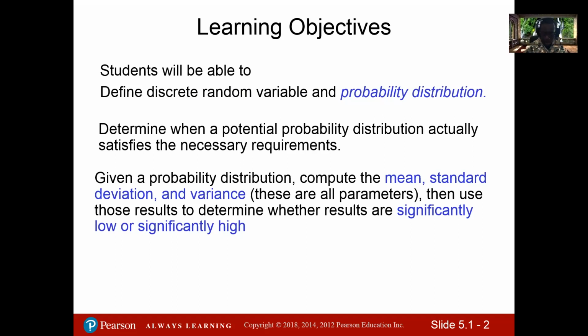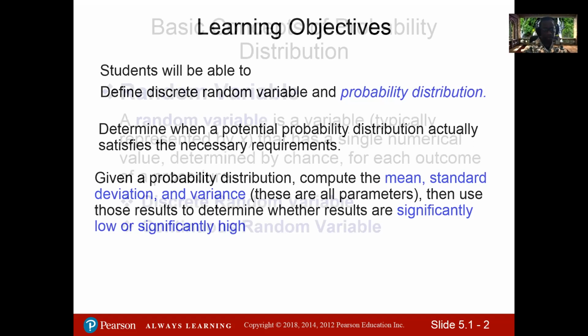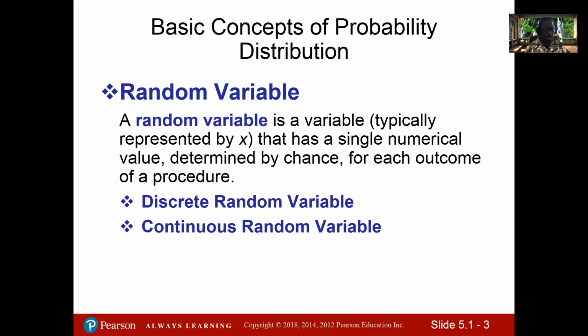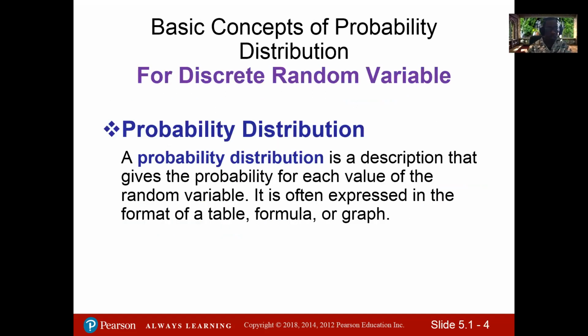significantly low or high. So a random variable, as we know from before, is a variable typically represented by x that has a single numerical value determined by chance for each outcome. So you have the discrete random variable and then the continuous random variable. For a discrete random variable, we have what we call the probability distribution. They are the basic concepts of this.